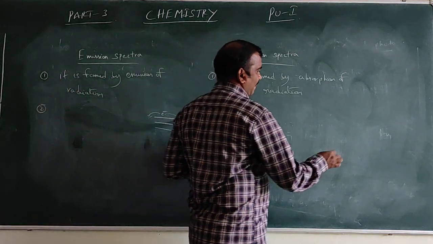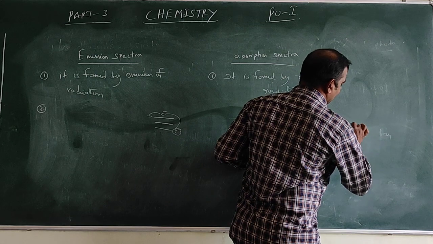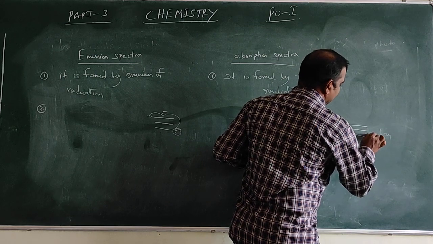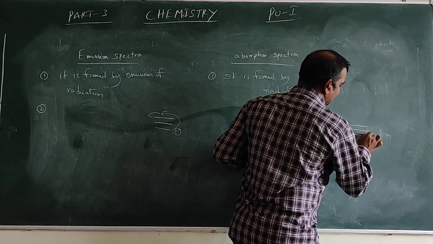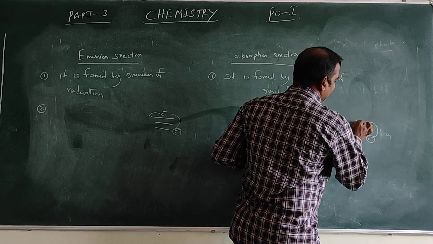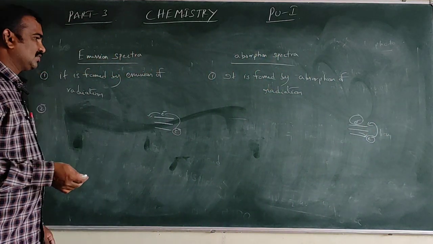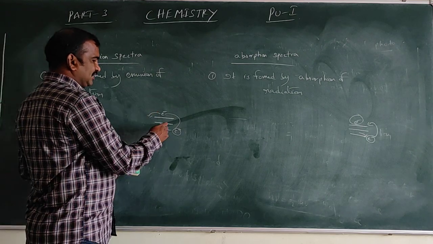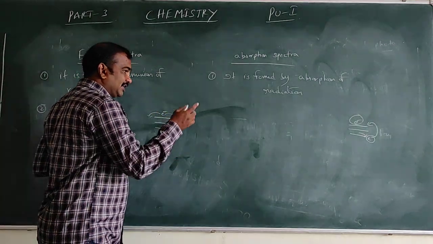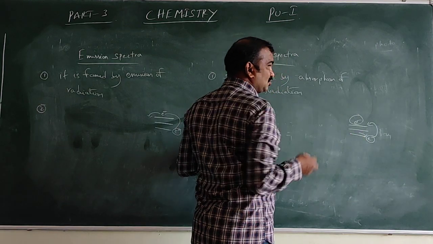And here, when an electron is here, it absorbs some energy and goes to a higher level. This is called excitation. So here it is emitting energy and falling to a lower level. There it is absorbing energy and going to a higher level.